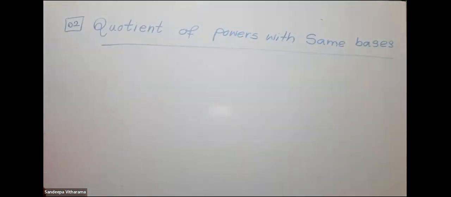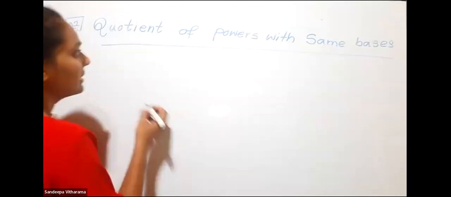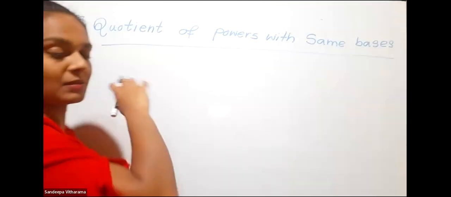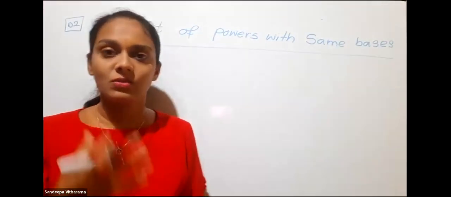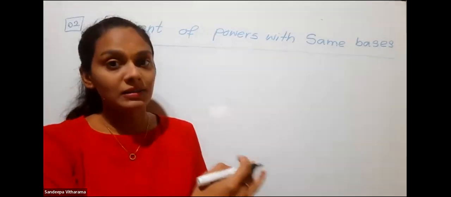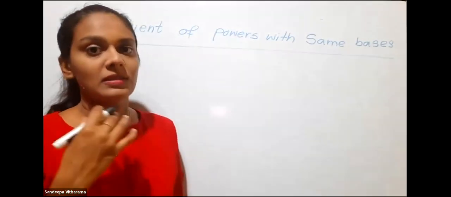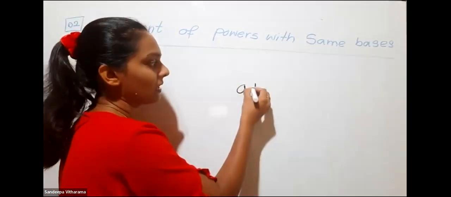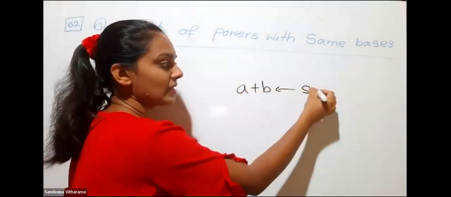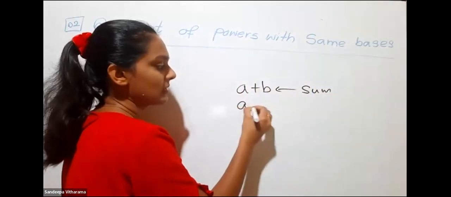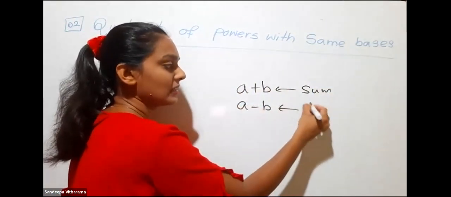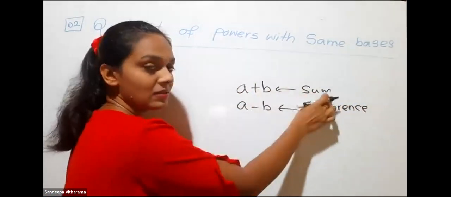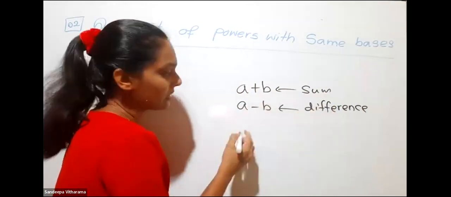What is meant by quotient? Quotient කියන්නේ මොකක්ද? Product means multiplication. Product means the word that is used to express a multiplication. We know that for addition we call this a sum. For a subtraction we call it a difference. You should know this. This expression is called sum. This expression is called difference.